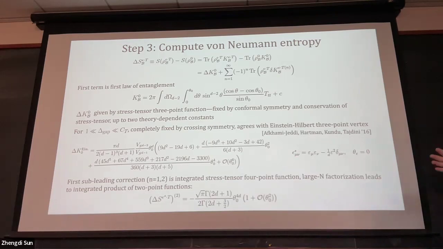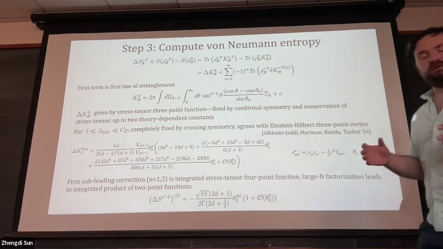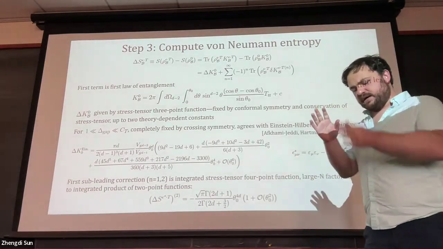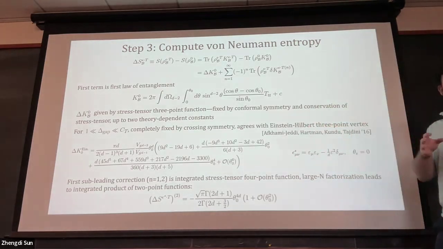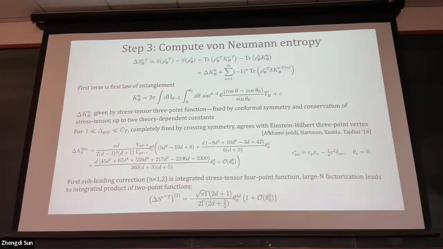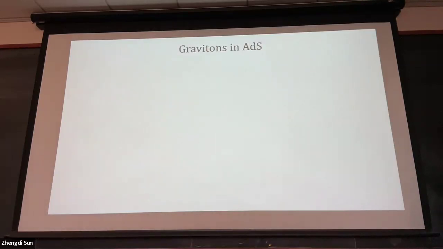Then the first subleading correction is a 4-point function of the stress tensor. And here it's integrated, and you can compute it by using large N factorization. So at large N, 4-point functions factorize into a product of 2-point functions. And then you do the integral over all of these flows in time, times that kernel that I wrote down on the last slide, and you get some explicit result, the second order correction. So this is minus the relative entropy in the CFT. Okay, good. So that's the CFT calculation.